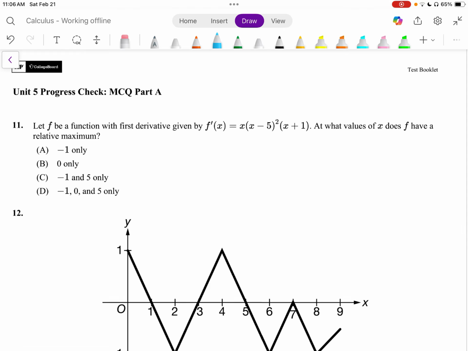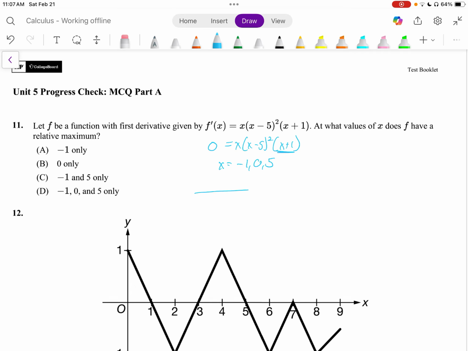Number 11. Let f be a function with first derivative given right there. At what values of x does f have a relative maximum? So relative maximums occur at critical points when the derivative is 0 or undefined. Here's the derivative. This will never be undefined. So let's look at what makes it equal 0. It will equal 0 at, let's put this in order, -1 because of this, 0, and 5.